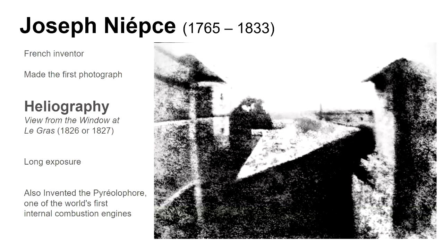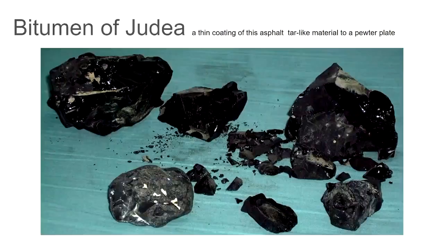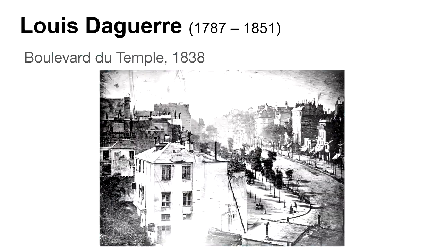But the other thing that I just want to point to is the date he died, 1833. Bitumen of Judea, which is what's used for asphalt, was the coating that was becoming light sensitive to make these pewter plates, or sometimes copper plates, that were used by this guy in conjunction with Niépce to work out what was really the first commercial photography. It was this guy, Daguerre, and that was him taking this photograph.